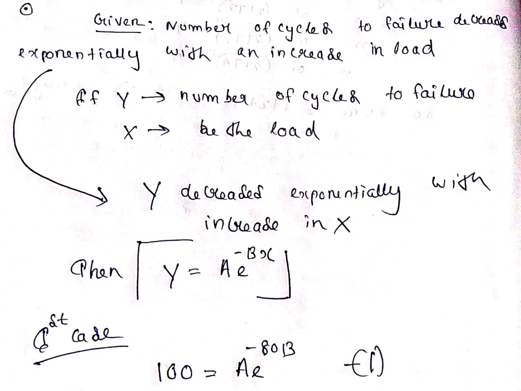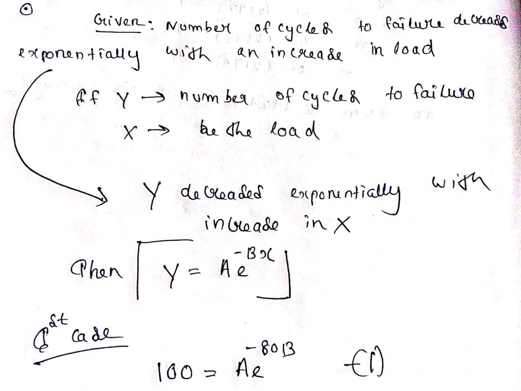It can be any two variables, it can be x and z, or y and w. If y decreases exponentially with the increase in x, then the exponential function between these two terms will be of this form: y is equal to a constant a into e raised to minus bx, where the varying factors are both x and y. So apply this exponential function to the given two conditions.